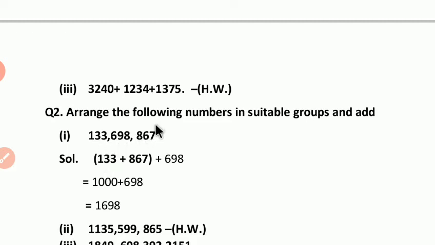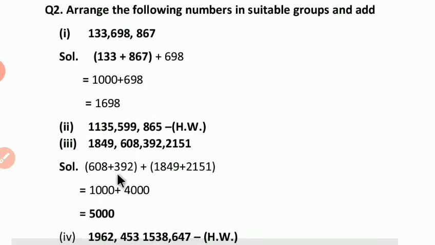You can add directly all the three numbers, but we have to arrange in suitable groups so that we will get 0 in the last, or we can add easily and fastly these numbers. Same, 1135, 599, 865. This one you have to solve as first question. It's your homework. Then third one, 1849, 608, 392, 2151.